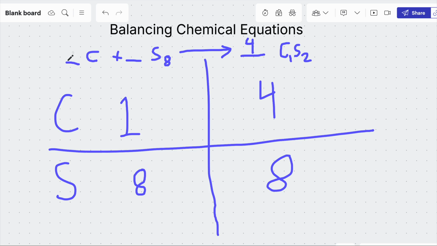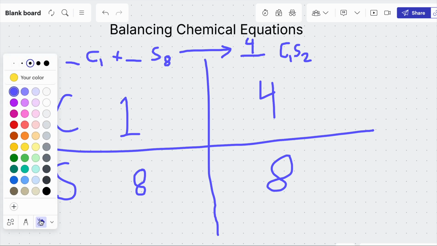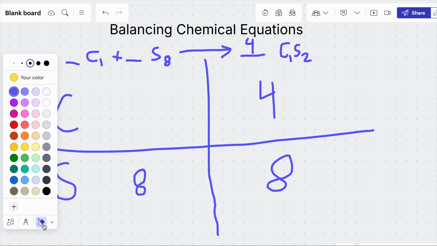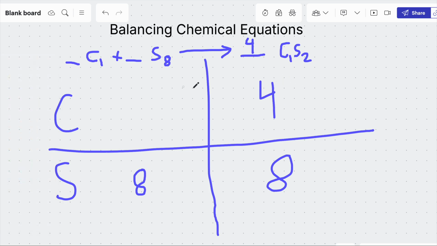But luckily, we have just C by itself, so we can add however many we need. Remember, this is C1, and we want to figure out what times 1 gets us to 4, because we need 4 total. So, in this case, we're just going to need to slap a 4 there. Just because 4 times 1 gets us to 4, and then we're good to go.